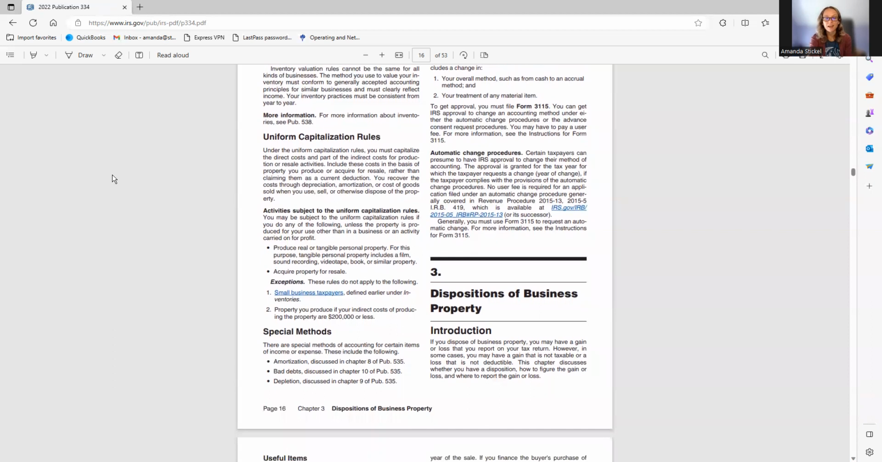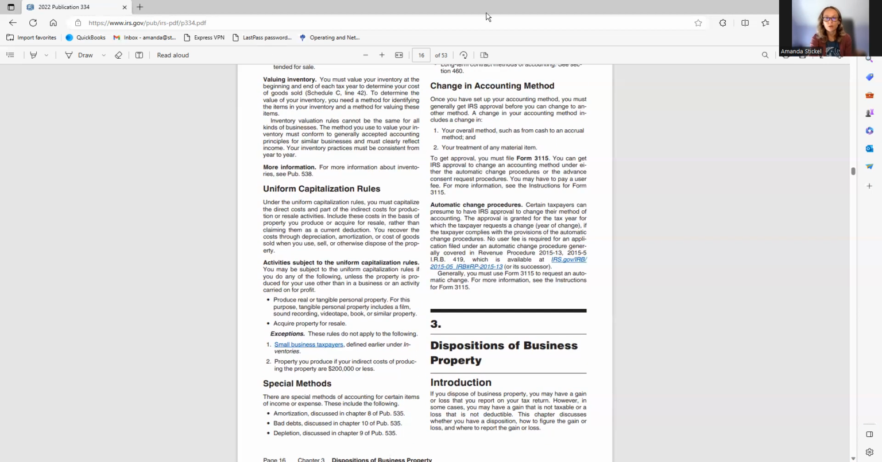So, yes, that is Chapter 2. Lots of words. They like to add lots of words and they try to make it easy to understand, but then they also don't. So that was a lot of information. Sit on that until you go into Chapter 3, where we discuss disposition of property, business property. So getting rid of business property, how you report that and what that process looks like.